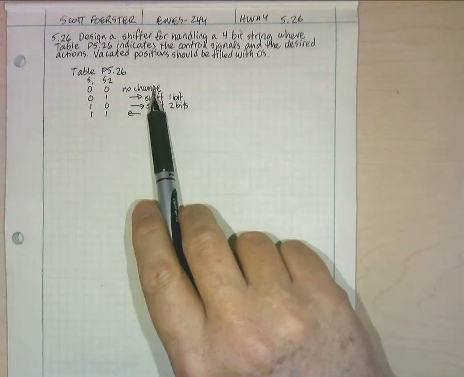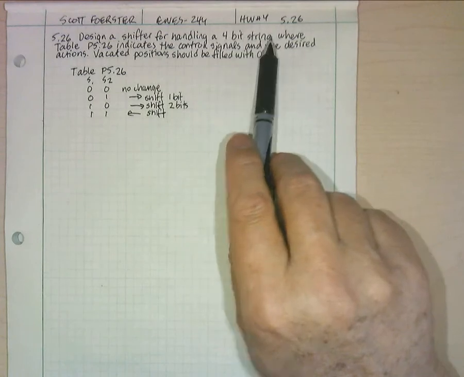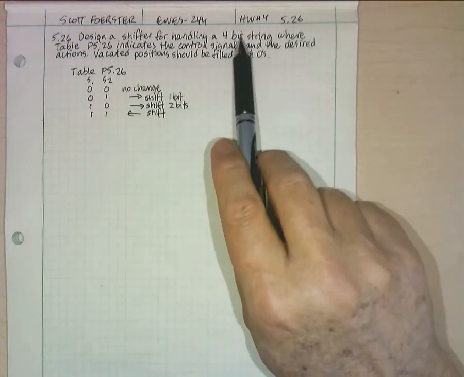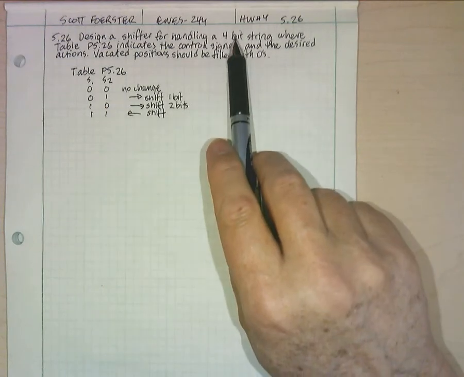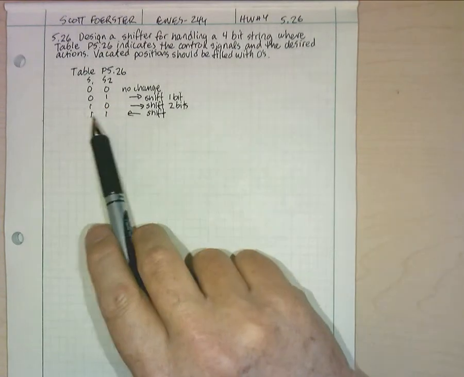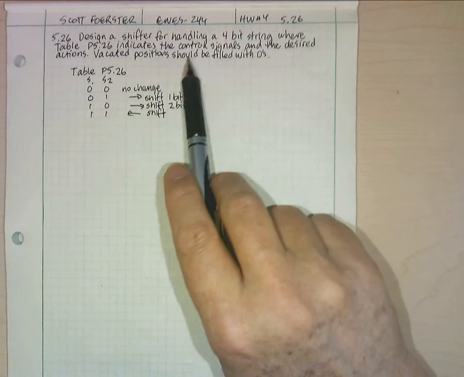0, 0 means no change in the 4-bit string. 0, 1 means we would shift the 4-bit string 1 bit to the right. 1, 0 means we'd shift it 2 bits to the right. 1, 1 means we'd shift it 1 bit to the left.